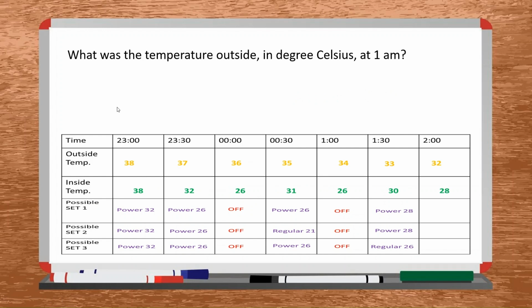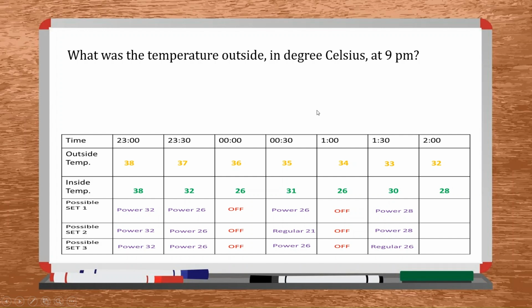Next question is, what was the temperature outside in degrees Celsius at 1 a.m.? We know that the temperature outside at 1 a.m. was 34 degrees. That's the answer. What was the temperature outside in degrees Celsius at 9 p.m.? We know that the temperature has been falling continuously from 7 p.m. till 3 a.m., and that it decreases by 2 degrees every hour. So at 11 p.m. the temperature was 38, at 10 p.m. it would have been 40, and at 9 p.m. it would have been 42 degrees.